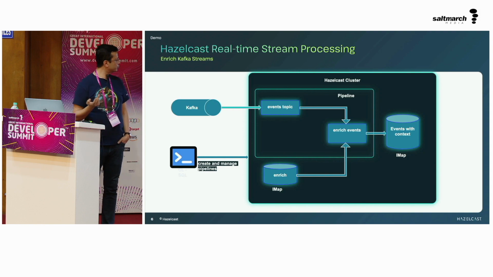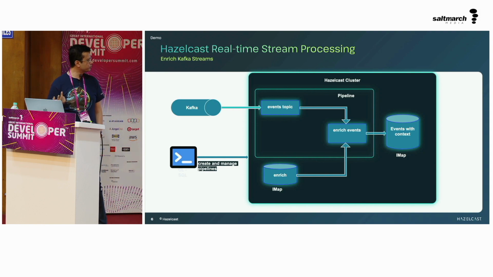And I'm going to do two things. One, I'm going to basically read a Kafka stream and enrich it with data stored inside Hazelcast, the enrich events. And another quick one I will do is that I will have two streams and then basically combine them using Hazelcast and then do something about it.